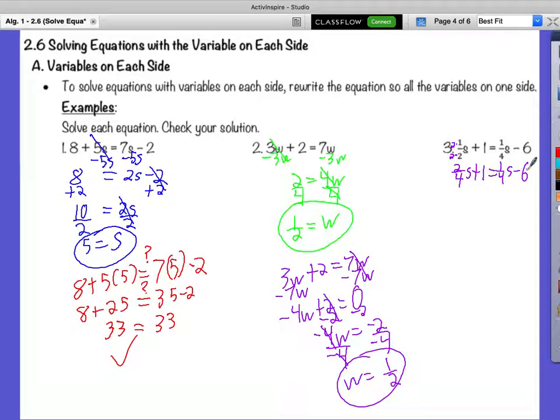Okay, so let's get common denominators first. I see a lot of us have not written that down yet. Let's go ahead and check back in. Let's write that down, please.